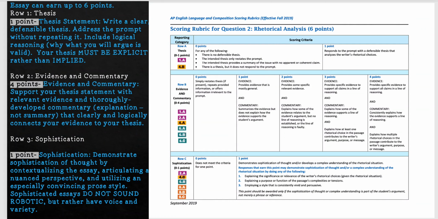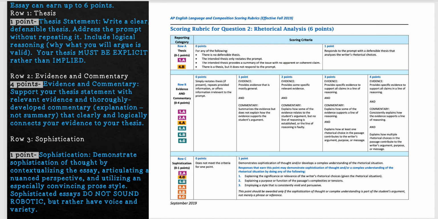So to earn that 1-point thesis, you need an explicit, clear, defensible thesis. And this includes logical reasoning. So you can't just say the writer did this, you have to say why the writer did it. So think about it in terms of cause and effect.